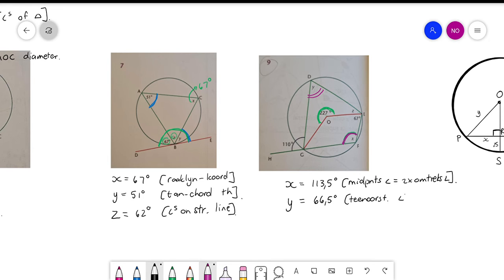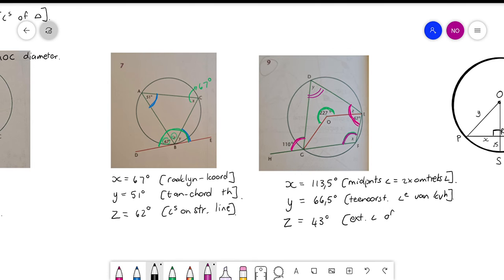Teenoorstaande hoeke van kwade vierhoek. Okay, and then we also need z. Now for z, I'm going to use this one will be equal to those two added together. Want onthou hy is die buitehoek van 'n kwade vierhoek. I'm going to say 110 minus 67 is 43 degrees.